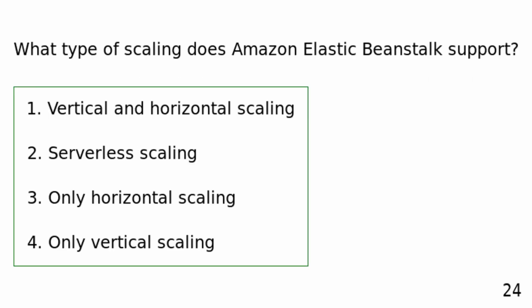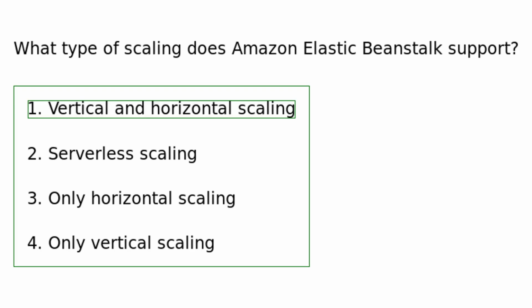What type of scaling does Amazon Elastic Beanstalk support? Vertical and horizontal scaling. Serverless scaling. Only horizontal scaling. Only vertical scaling. Elastic Beanstalk supports both vertical and horizontal scaling to meet application demands.